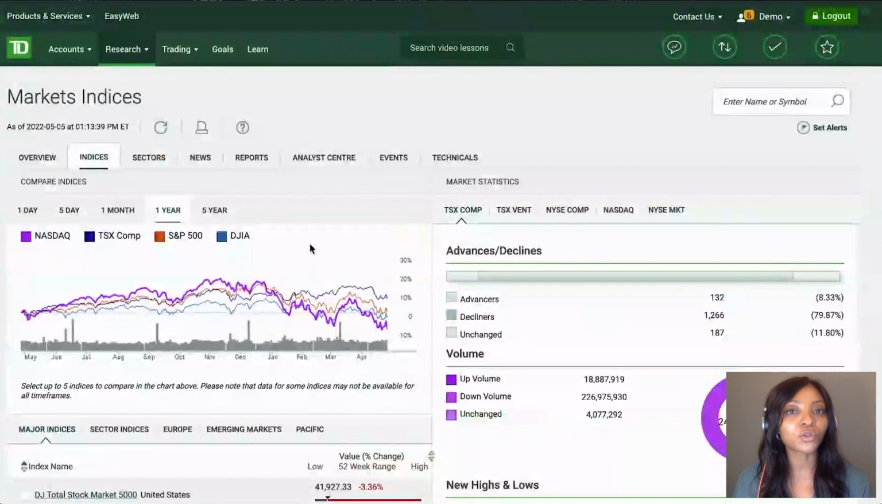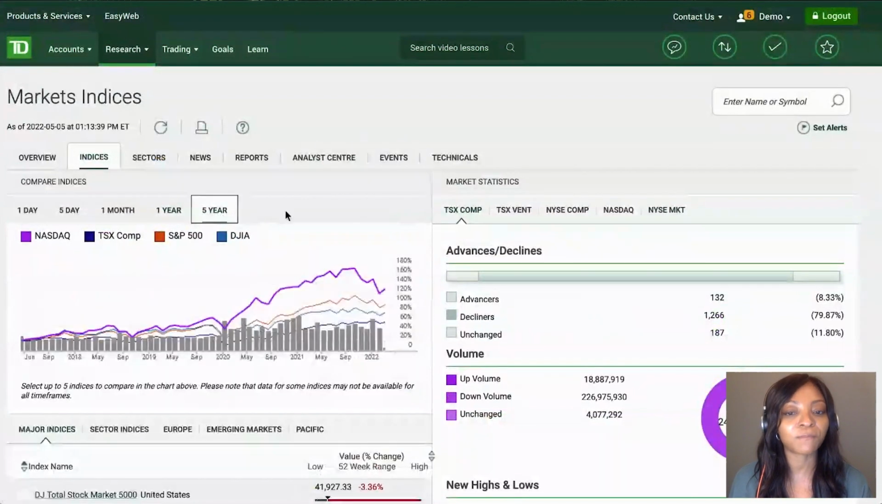If I'm also concerned about a longer time frame, I could change that information and say, okay, on a 5-year basis, how are they comparing? What is the trend that I'm seeing? How are they responding to different economic situations that are happening in the economy? And this could help me make a decision as I'm looking for investment ideas.